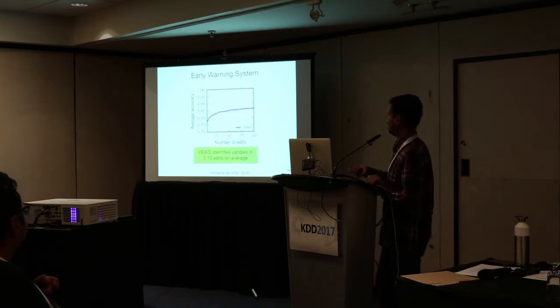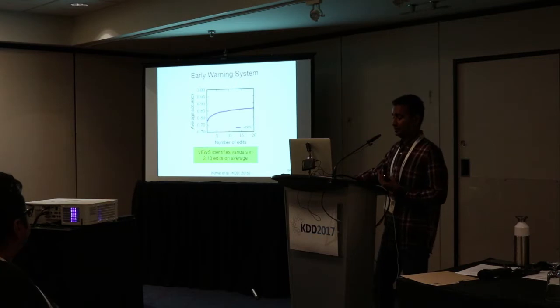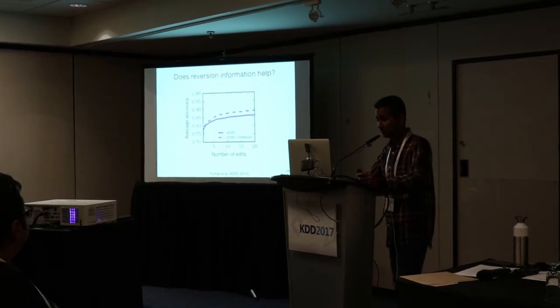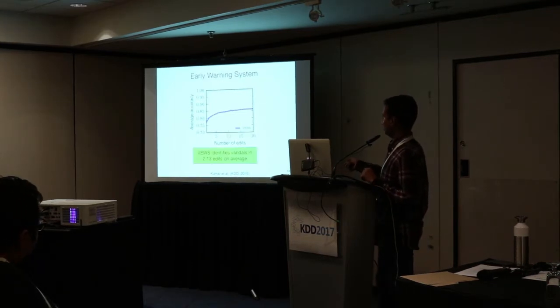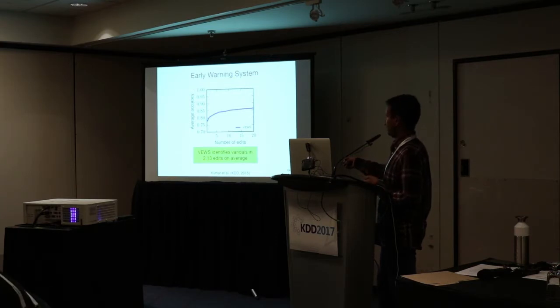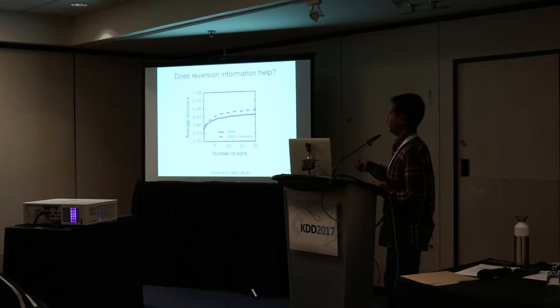So this essentially shows the same thing. And on an average, VEWS is able to identify vandals within 2.3 edits of the users. If you include reversion, accuracy improves. So this was the number of edits and the average accuracy, and you see, first of all, that as the number of edits increase, the accuracy improves. And when you consider reversion features as well, the accuracy improves even further.